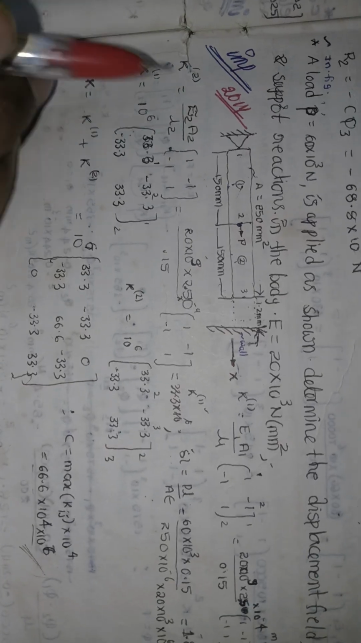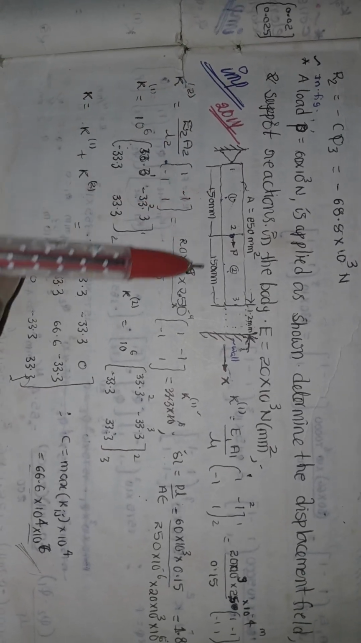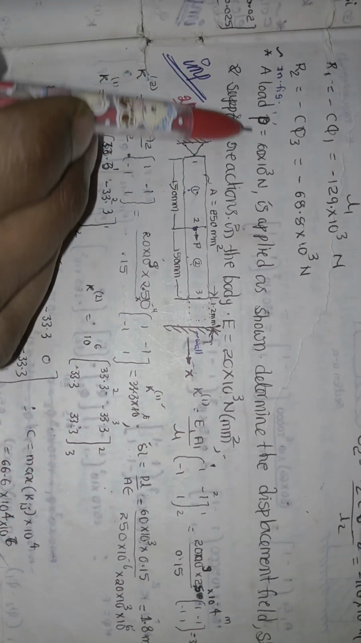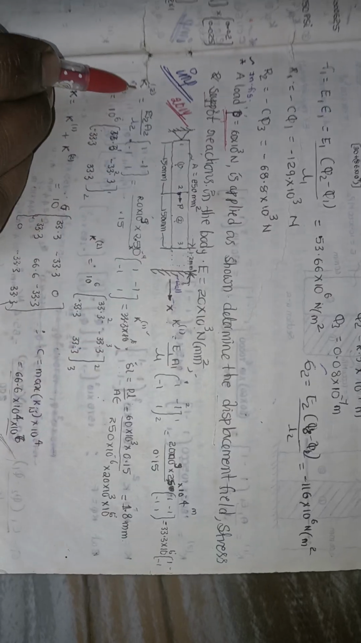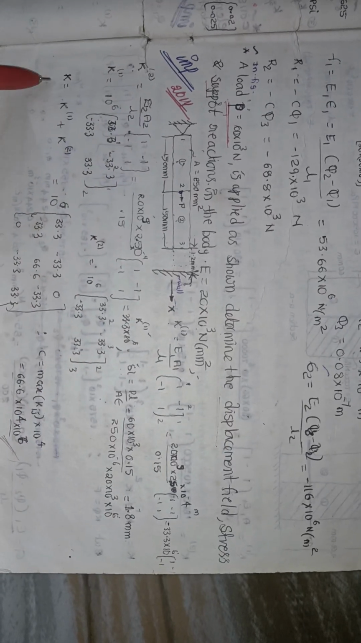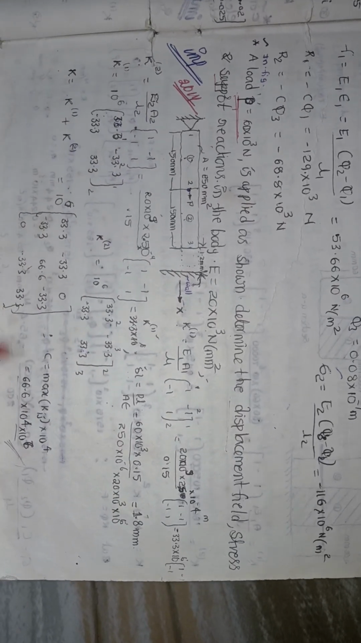From this problem, see, 150 mm, 150 mm, area is given, and Young's modulus is given, and load P is given. Determine the displacement, stress, and support reactions. Here also you have to find out the K1 value, K2 value, similar formula. Then you will get the capital K, as I told earlier.